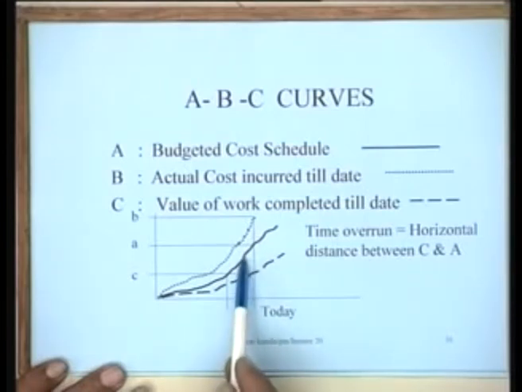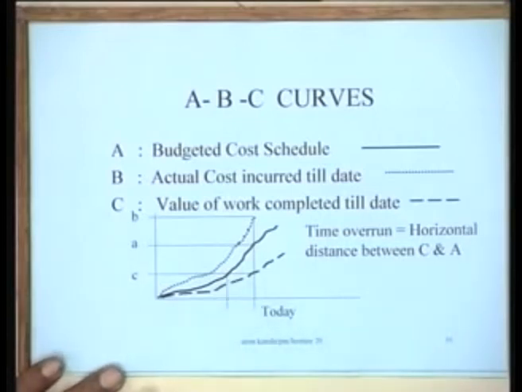If C is below A, it shows that I am behind schedule. If C becomes above A, I am ahead of schedule, right? So you can measure this by this horizontal intercept here. So this is the manner in which we can determine the two most important parameters, namely time overrun and the cost overrun for a project.